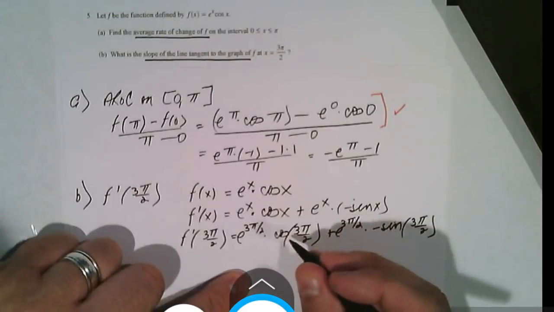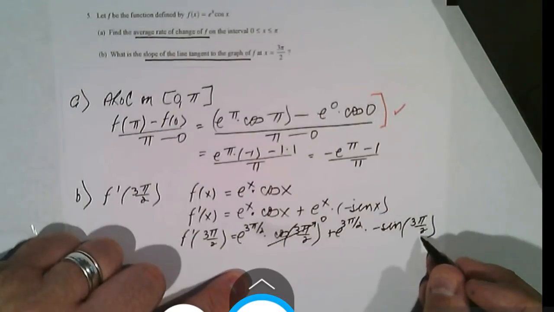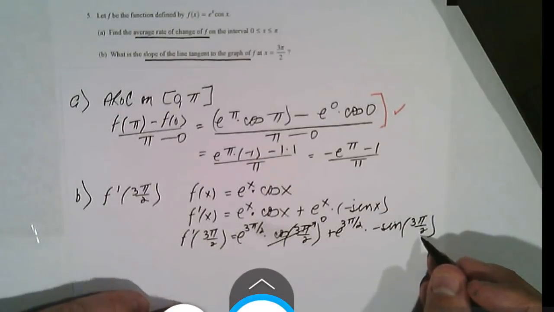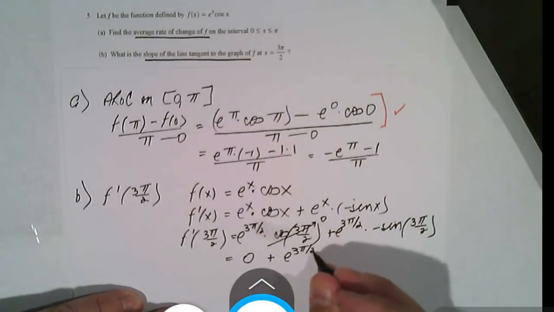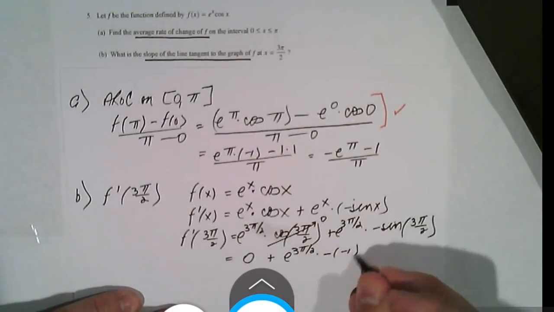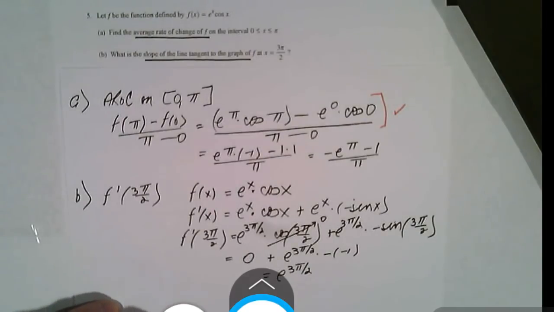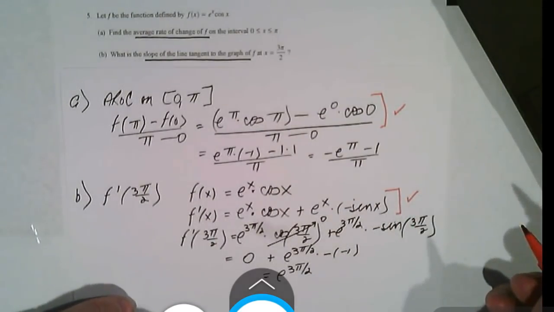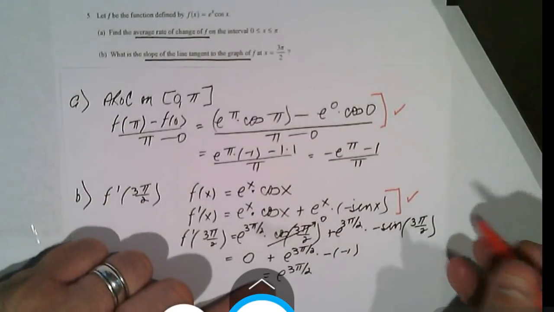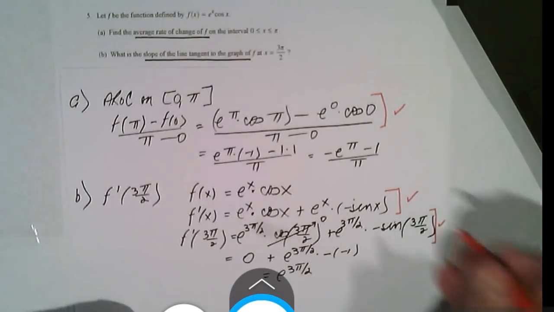Cosine of 3 pi over 2 is 0. The sine of 3 pi over 2 is -1. So we've got 0 plus e to the 3 pi over 2 times the negative of -1. So that's e to the 3 pi over 2. This one is worth 2 points. First, for coming up with your derivative using the product rule, and second, for the evaluation, which is right over here before you started any simplifying.